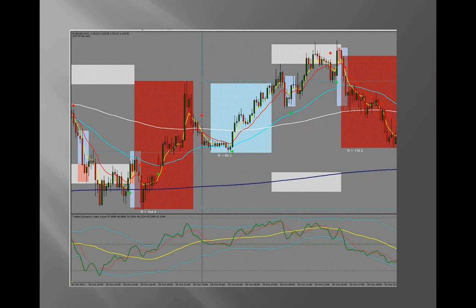Nice M formation again. Guys, these are the cards that Steve wants us to make. These patterns play out over and over. We just have to become efficient at identifying them in real time so that we can take advantage of it.